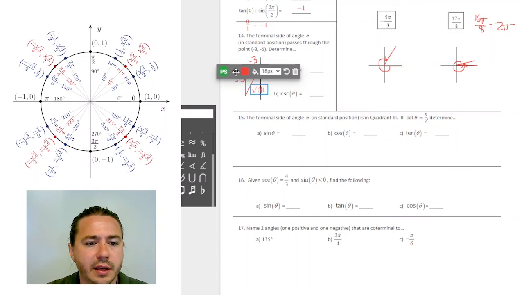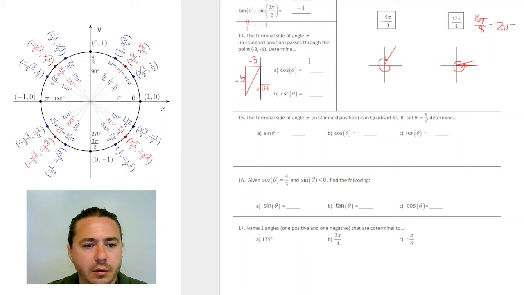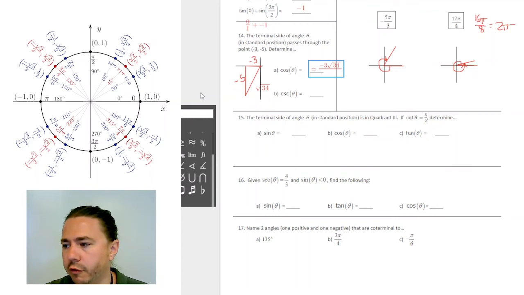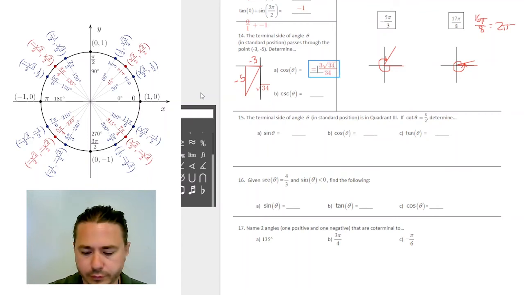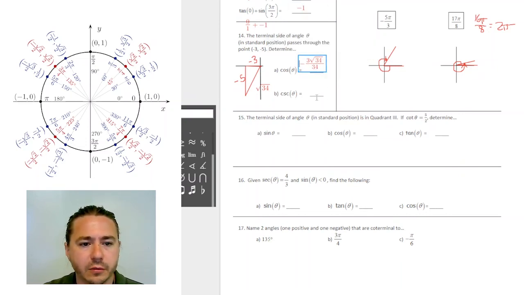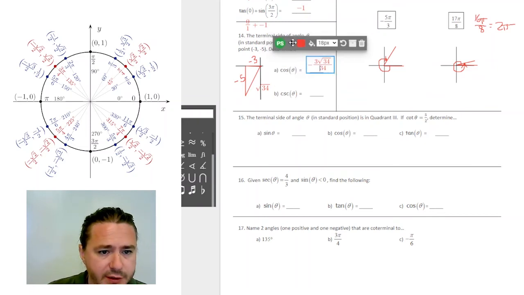So cosine is adjacent over hypotenuse, so that'd be -3 over root 34. But we can rationalize the denominator there, and we get negative 3 root 34 over 34. So it would be negative 3 over root 34, but when you multiply by root 34 over root 34, this is what you get. Guess we don't need that equal sign there. A little redundant.